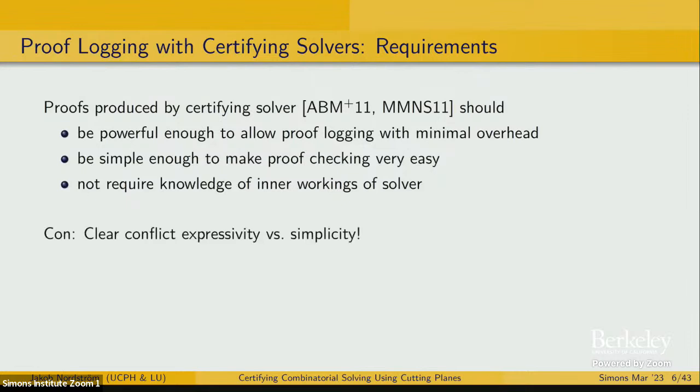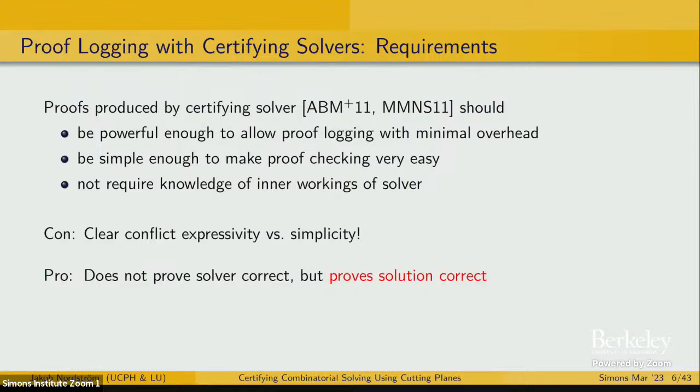So this is to highlight that there's a clear conflict here between, on the one hand, the proof system, I want it to be very, very expressive, because I want to support efficient proof logging, the process when the solver generates the proof. But on the other hand, in order to make verification trustworthy, I want the proof to be very simple. So you can ask, are we making any progress? It seems like we have two completely opposite demands on our proof system. So will this work?